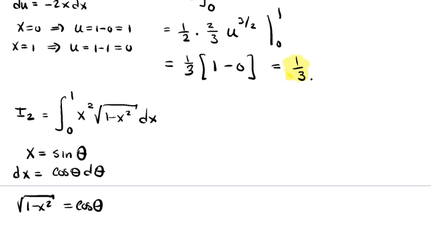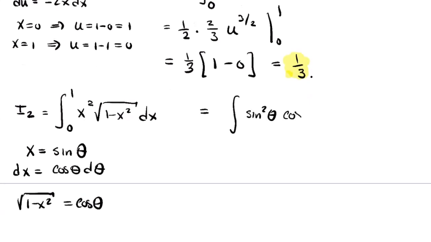All right, so let me start substituting here. So I've got an integral. I'm not going to write limits here yet. The x squared term gets replaced with sine squared. The square root gets replaced with cosine. dx is cosine.